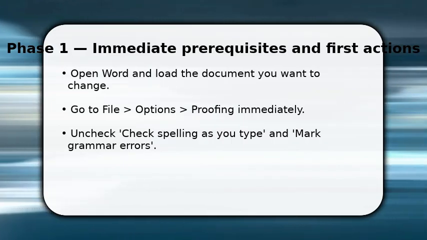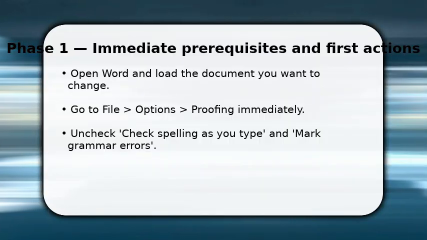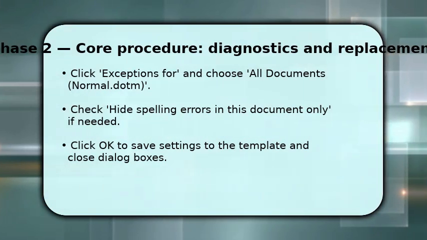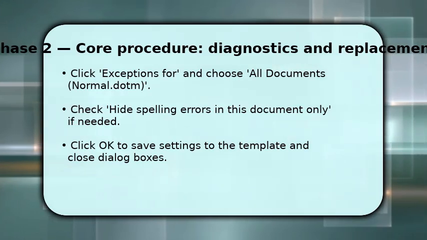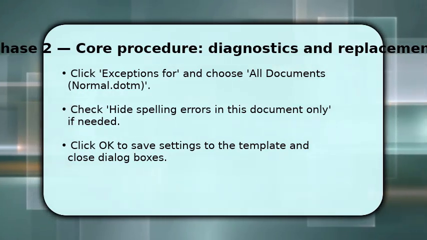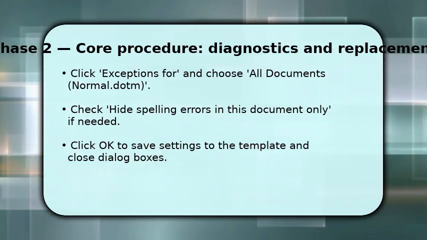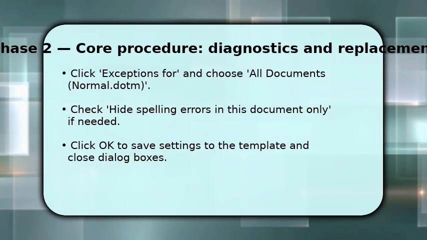This approach changes only your Word client preferences, so other users or templates won't be affected unless you alter global templates. Once done with proofing, you must apply the change to the template if you want it universal. Use the exceptions for drop-down and select all documents Normal.dotm to target the default template. This ensures new files inherit the setting.